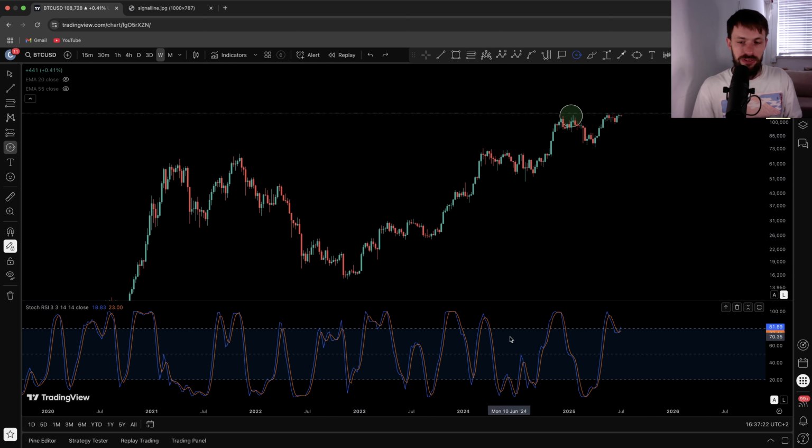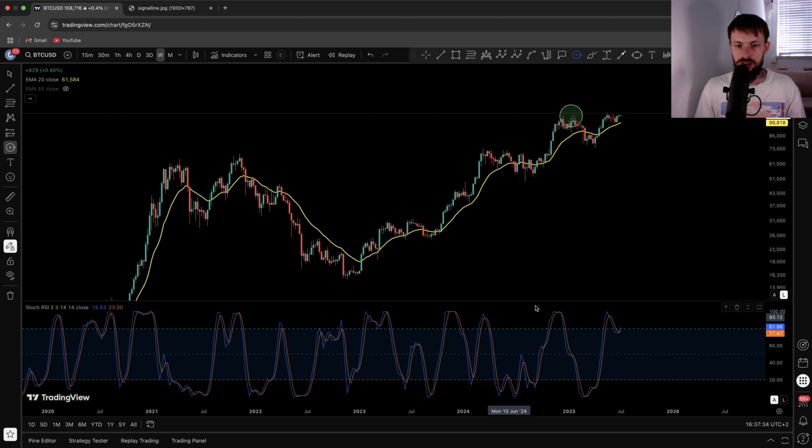If you combine the both of them, let's say, for example, we're in an uptrend on the EMAs and the stock RSI is in the floor, I think that sort of shows a strong opportunity. Let's look at this, for example, back here. Where should we look, for example? Let's look at this sort of area here.